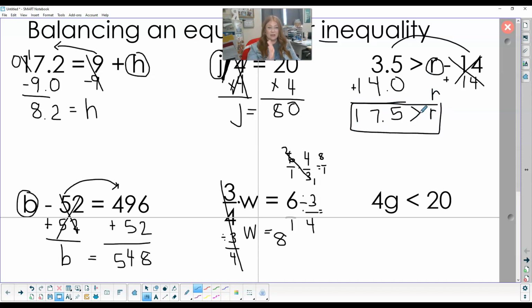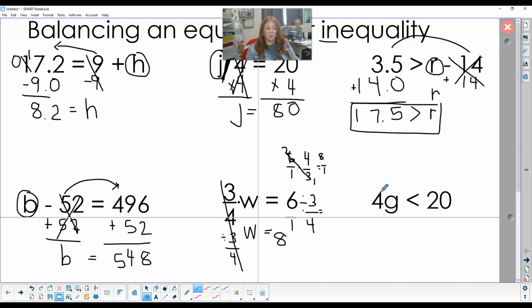17.5 is greater than R. You have to bring everything down. If you just say 17.5 without telling me that it's greater than R, I can't give you full credit. That's going to be half the points if you just solve it. You have to finish and tell me that that's going to be bigger than R. R would be less than that.